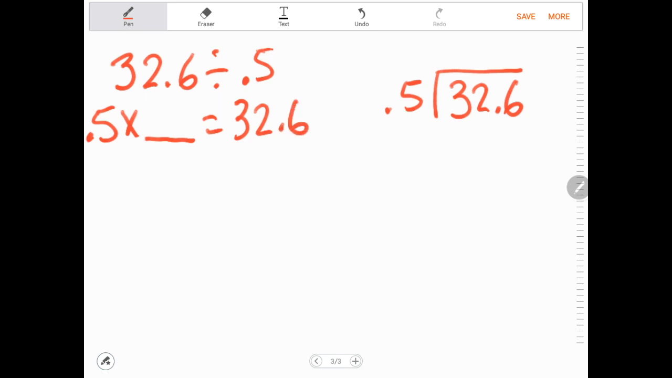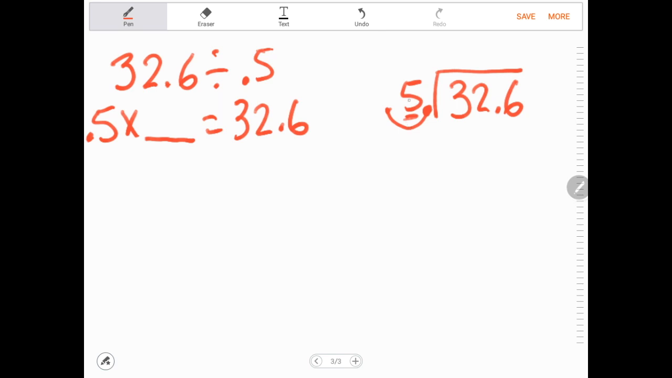So in this problem, the first thing that I have to remember is I cannot divide by a decimal. So I can't take 32 and 6/10 and divide it by a decimal. I have to change this decimal into a whole number here. In my divisor, it has to be a whole number. Okay, and the way I do that is I just move the decimal one place to the right to make 5/10 a whole number. So instead of having 5/10, I have 5.